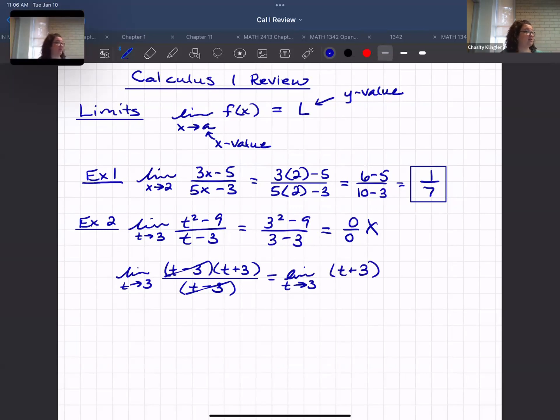And I know your professor has drilled this into you: notation, notation, notation. I know it's a pain, but keep writing the limit until you actually take the limit. So now when I'm ready to substitute it in, I'm taking the limit. I'm plugging 3 in for t.